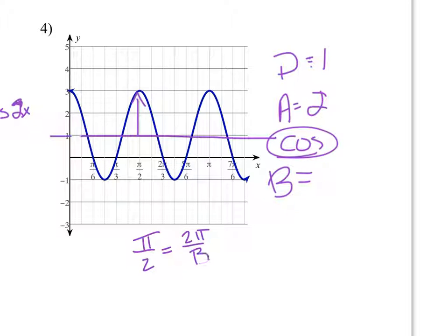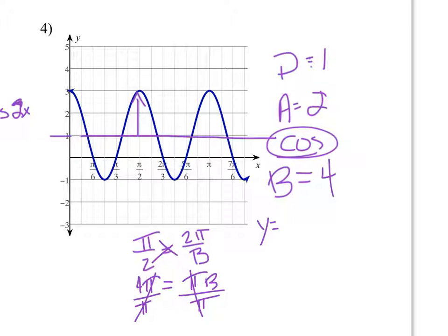So you can figure it out this way, or you can just see that this is 1, so this is 2, between 0 and pi, so there's going to be 4 between 0 and 2 pi. But, you know, do it this way. B is 4. Then y equals A cosine bx plus d.